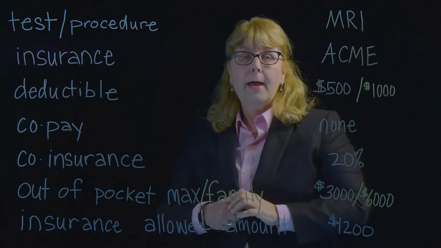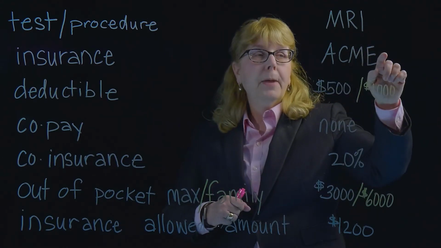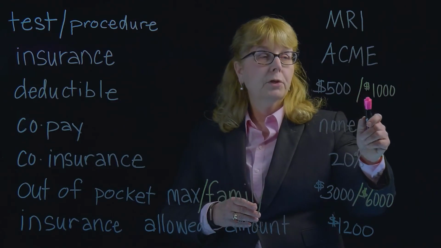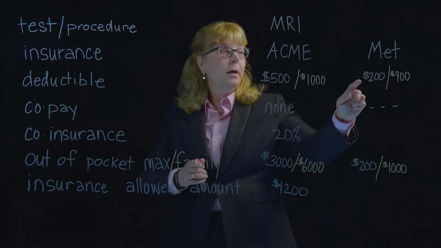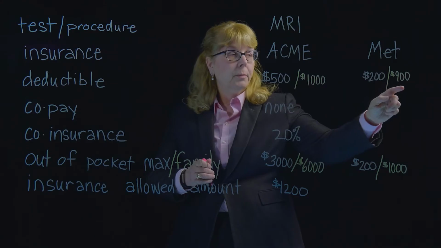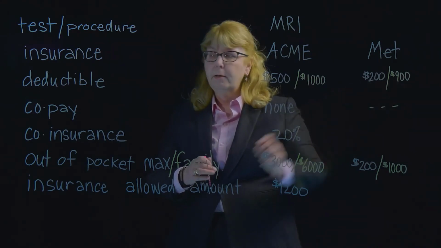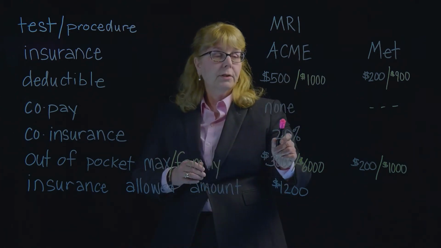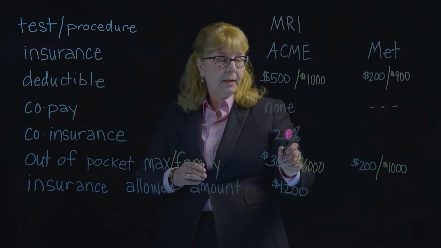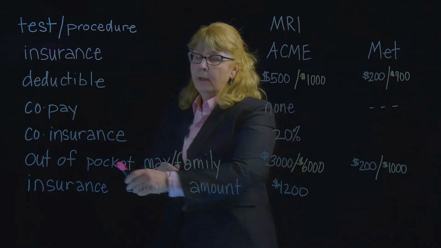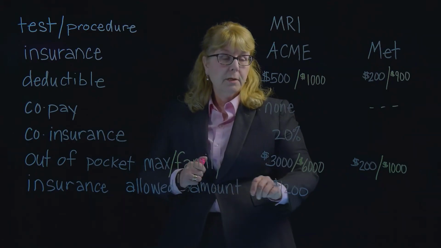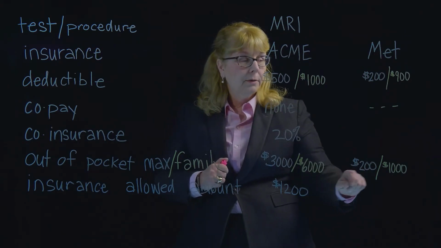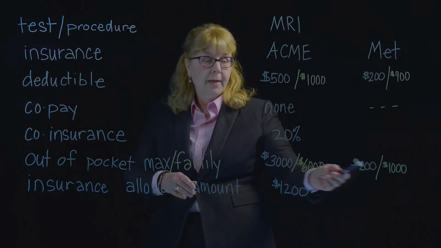So this is an MRI, let's say of the shoulder, and the patient has Acme Insurance. They have a $500 deductible for their individual and a $1,000 family deductible. They've met $200 of their individual deductible and $900 of their family deductible. There's no copay for an MRI for this insurance company, and their coinsurance is 20% of the allowed amount. In this case, that's $240. The out-of-pocket max for this plan is $3,000 for the individual or $6,000 for the entire family, and they've met $200 and $1,000 respectively of that for the family.